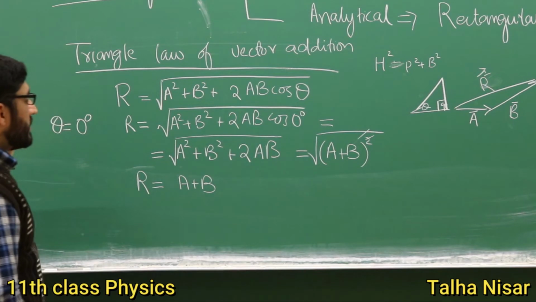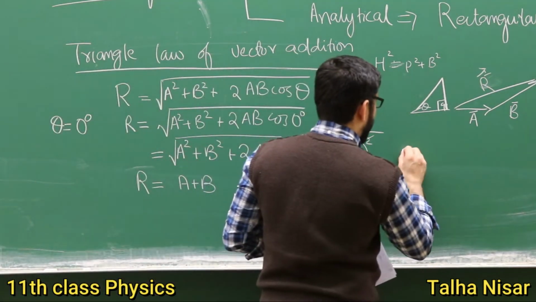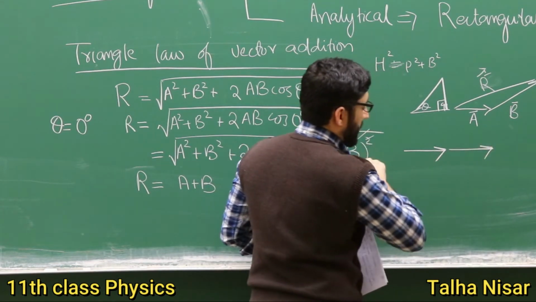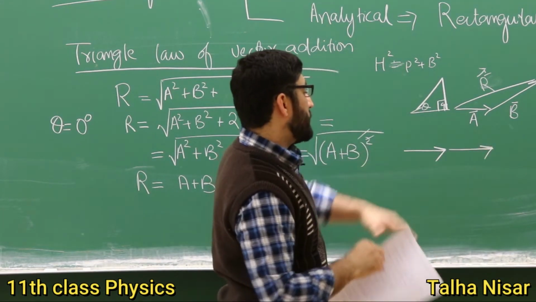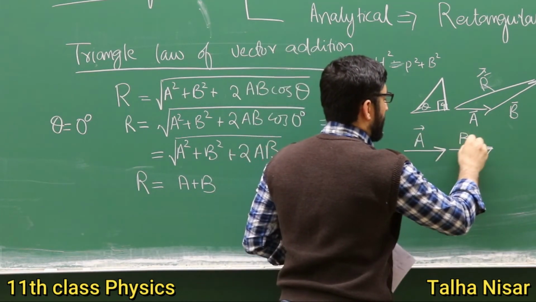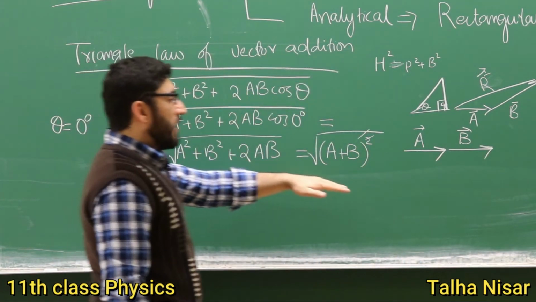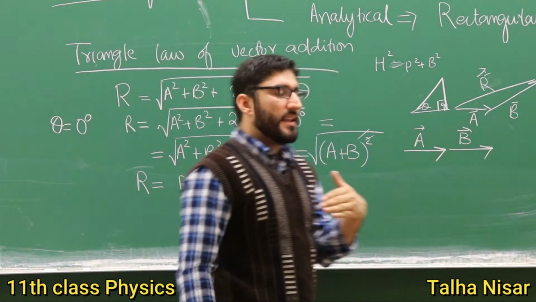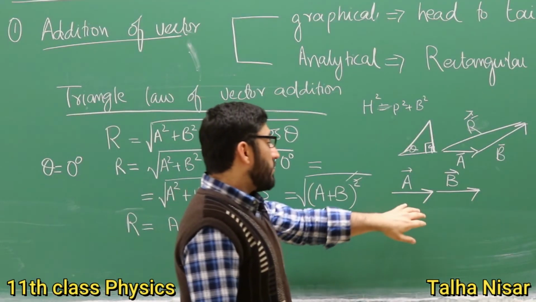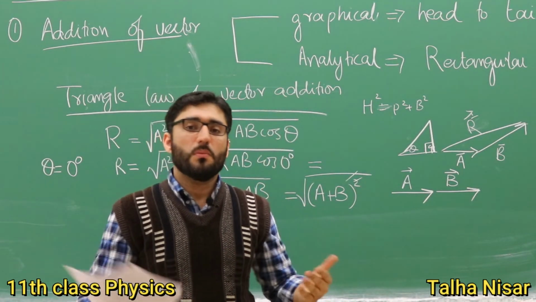What we see here is that when the angle is 0, this is vector A and this is vector B, and there is no angle between them. So when the angle is 0, we can add these vectors like scalars. It's A plus B here. So the vectors can be added like scalars, just like normal numbers.